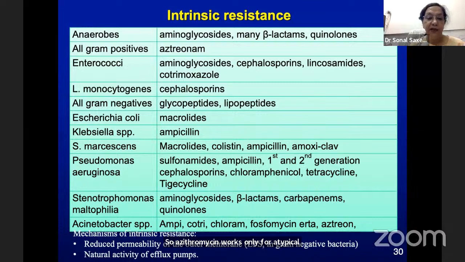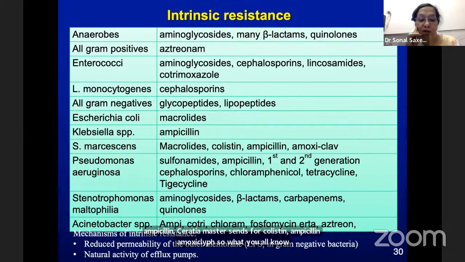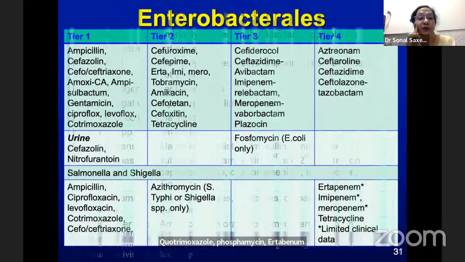Klebsiella and ampicillin: again, one of the biggest mistakes that you make in the AST lab is reporting Klebsiella for ampicillin. Serratia marcescens for colistin, ampicillin, amoxiclav. Again, you all know, a host of drugs. Stenotrophomonas maltophilia, again a host of drugs. Acinetobacter, again for ampicillin, cotrimoxazole, fosfomycin, ertapenem, aztreonam, and so on and so forth.